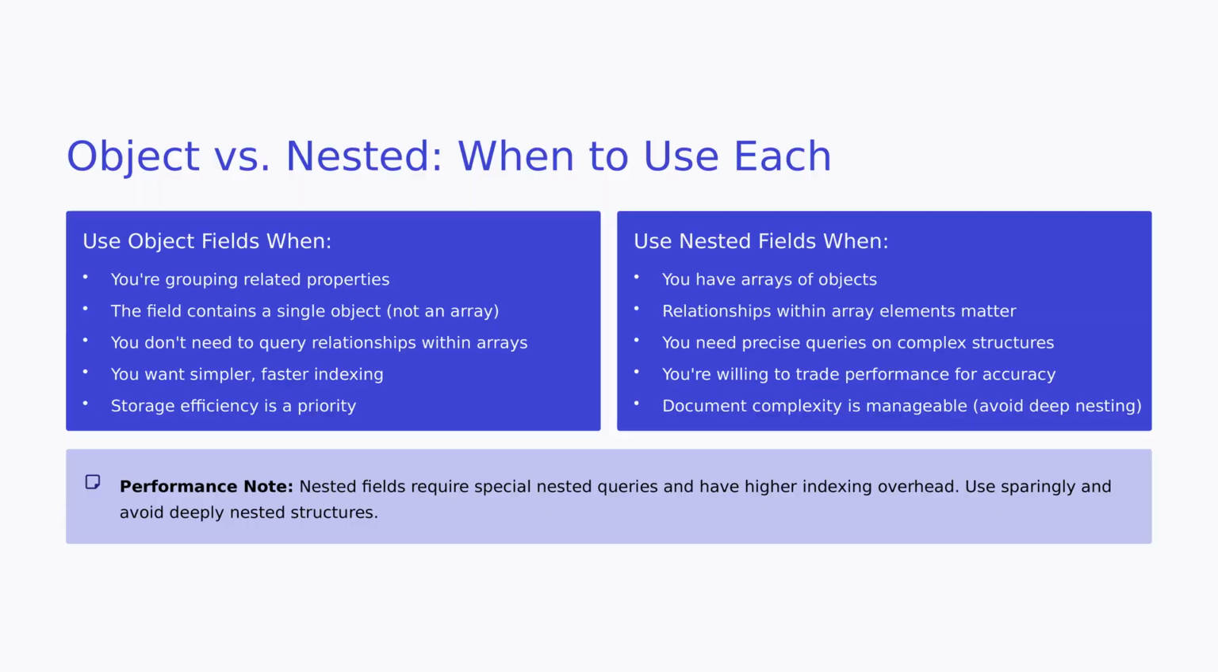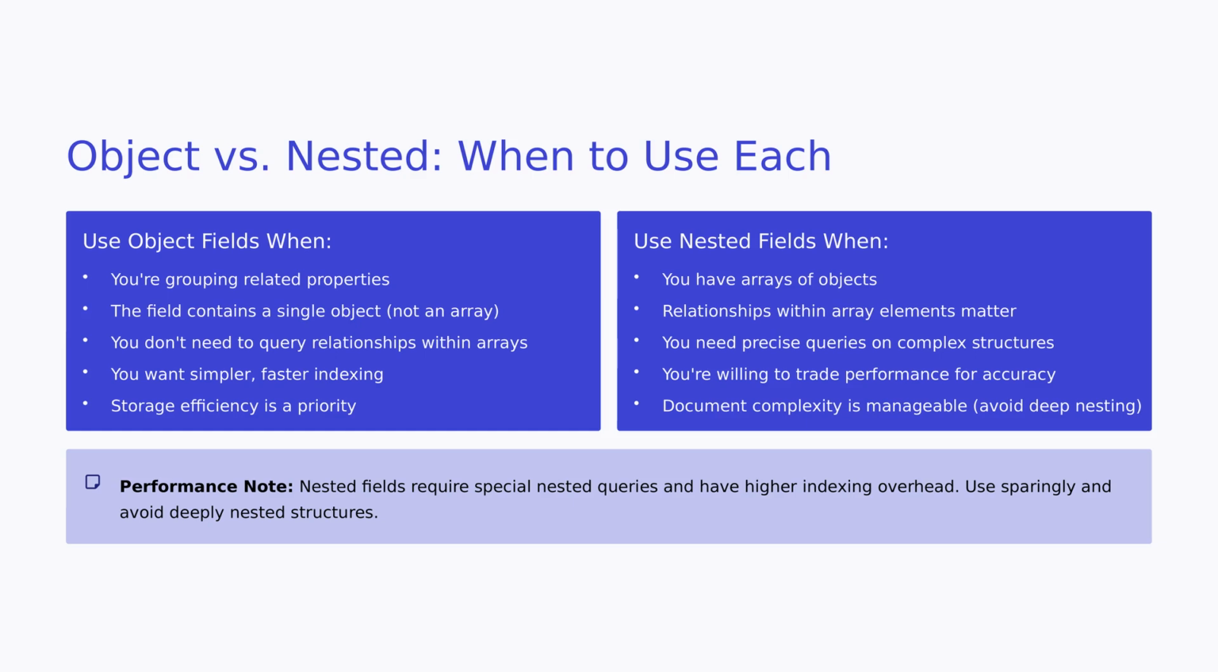When structuring your data, the decision between using object fields or nested fields can greatly impact efficiency and functionality. For organizing related properties neatly and optimizing indexing speed, opt for object fields. This choice works best when dealing with single objects and when you prioritize storage efficiency. On the other hand, if your data involves arrays of objects with intricate relationships that require precise querying, nested fields are the way to go.